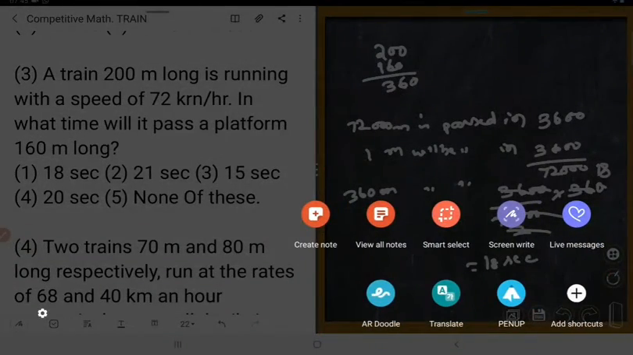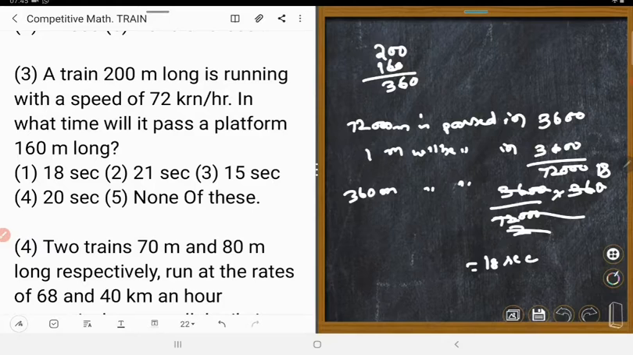Which is the correct answer? Tell me. Number 1 is the correct answer, right? Number 1 is the correct answer. Thank you. That's like a good boy.